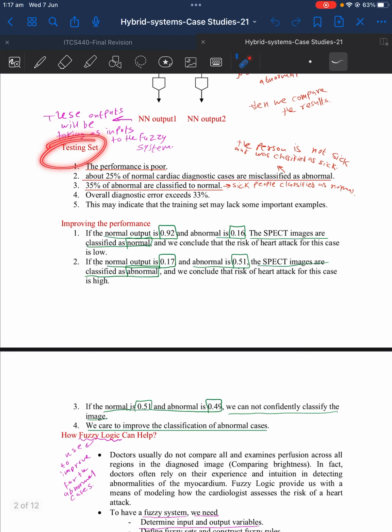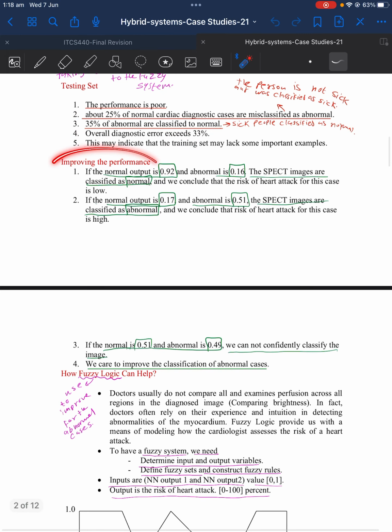When we did the testing set, we saw that the performance is really poor. 25% of normal cardiac diagnosis cases were misclassified as abnormal, and 35% of abnormal cases were classified as normal. So this is a problem, especially for the people that were sick and were classified as not sick.